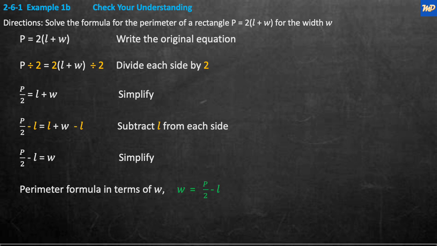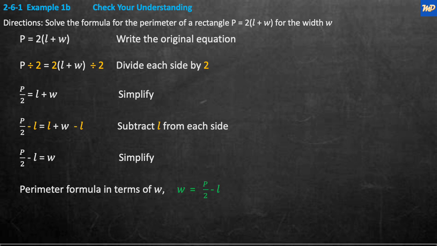Okay, so now I'm assuming you've done that and you're back here. So now the problem's laid out in front of us. So what are we going to do first? We're going to solve the formula for the perimeter of a rectangle, P equals 2 times the length plus the width, for the width W, okay?